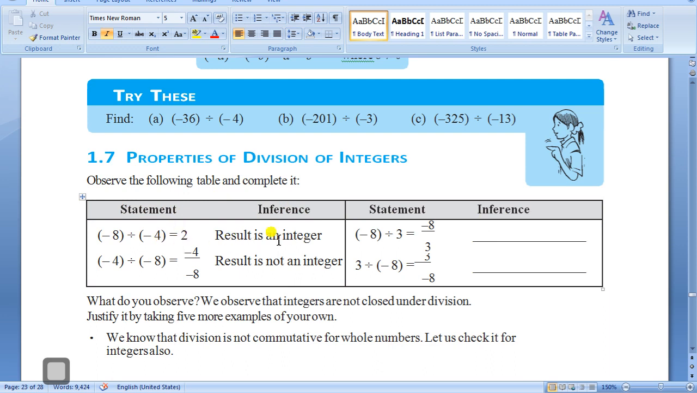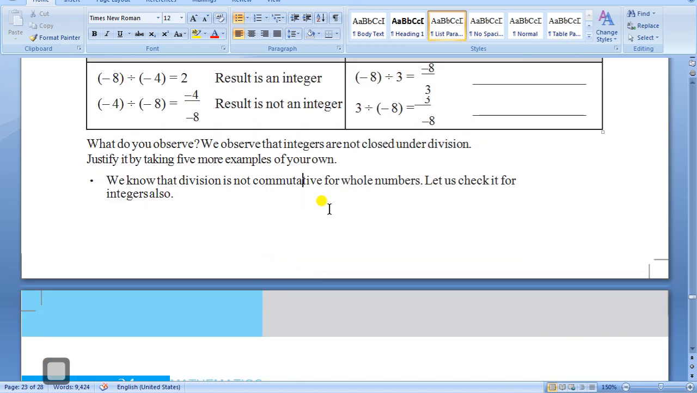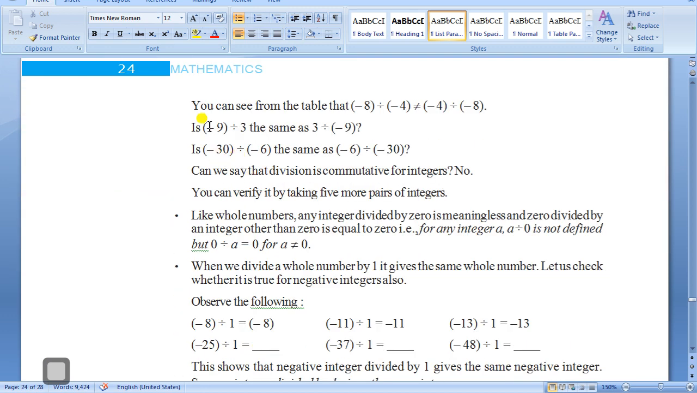Now properties of division of integers. Observe the following table and complete it. Statement: minus 8 divided by minus 4 equal to 2, result is an integer. Minus 4 divided by minus 8, that is 1 by 2, result is not an integer, right? But you observe that the integers are not closed under division. Justify it by taking a few more examples of your own.